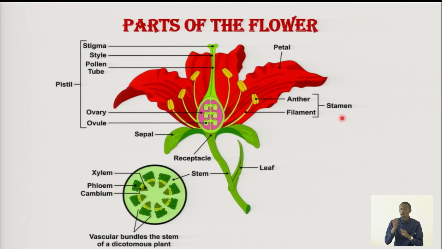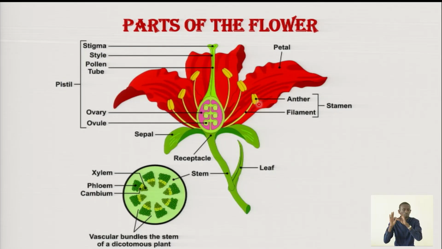Then we have what we call stamen. Students, we have seen that stamen is the male part of the flower. It is made up of filament and anther. This is the filament. The filament is slender, thread-like, and the function of the filament is to hold the anther in proper position so that anthers are exposed. And anthers contain pollen, and inside pollen we find the pollen grains, which are very important as we are going to see.